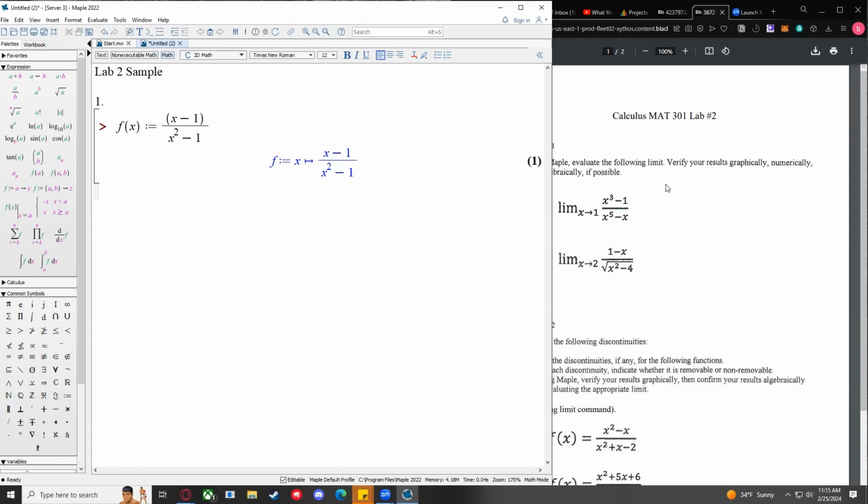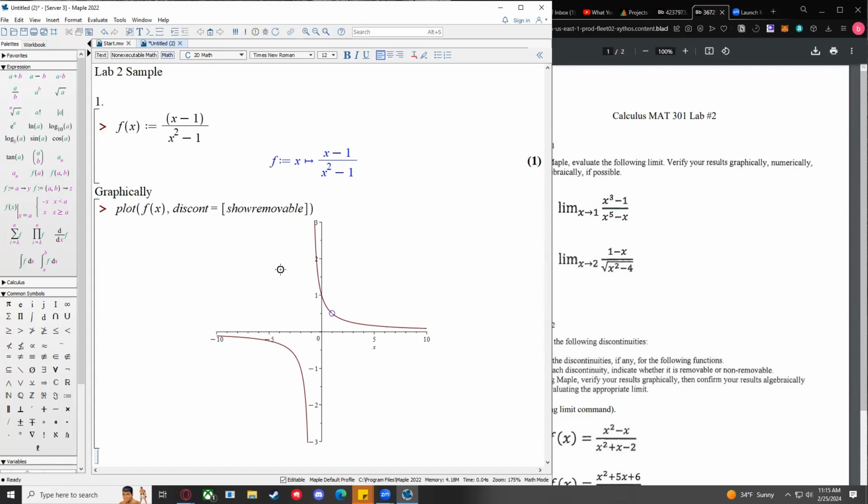And reminder that our goal is to evaluate the limit graphically, numerically, and algebraically. So we'll do graphically first. And graphically, we just want to plot, right? So we just need to write our plot. We can plot our f of x without really giving it much details. But we can write discont equals show removable, because that's going to show us if we have any removable discontinuities. And we can see here that, hey, we do have a removable discontinuity, specifically at 1.